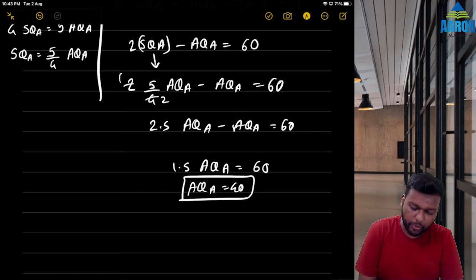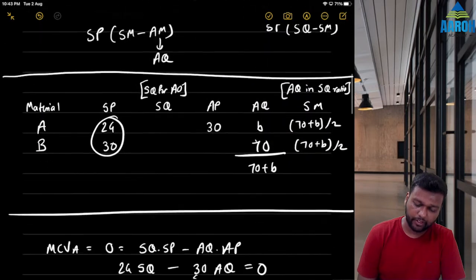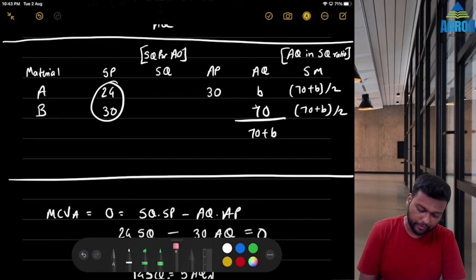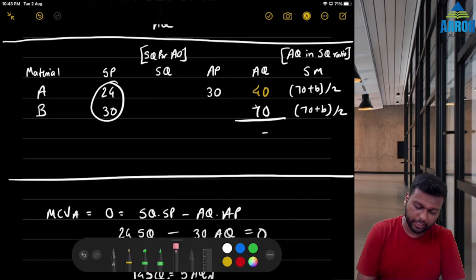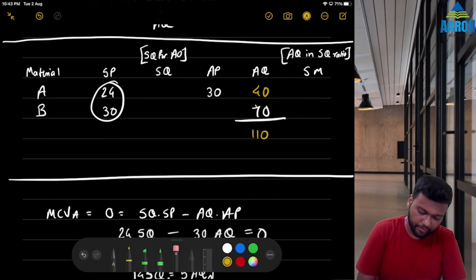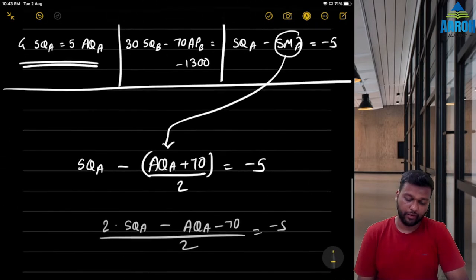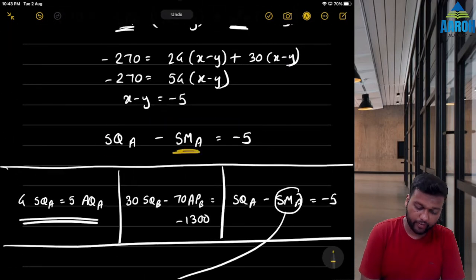Because of this, we'll be able to get a lot of figures now. Actual quantity of A is 40. Let's write it in the table. Actual quantity of A, which we assumed as B. So this is 40. If this is 40, that means total is 70 plus B, which is 110. If this is 110, that means standard mix is 110 by 2, which is 55. Now we know standard mix of A is 55.